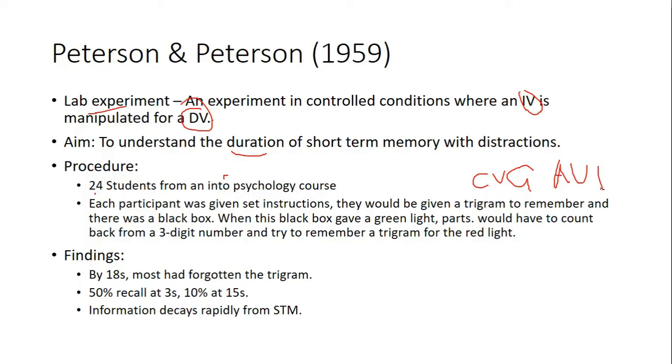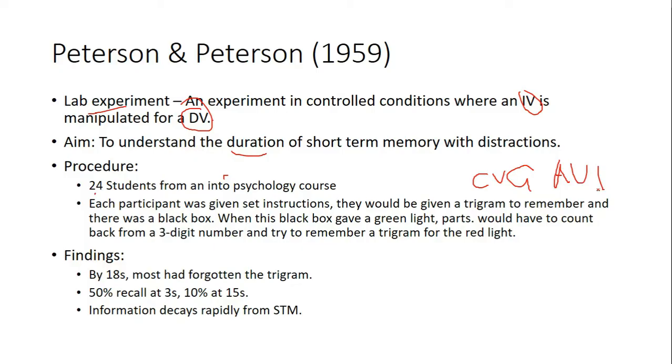and there was also a black box. When the black box gave a green light, participants would have to count back from a 3-digit number and try to remember the trigram when the red light came on. So they would have to count back in threes from a 3-digit number, so we can do this now actually.